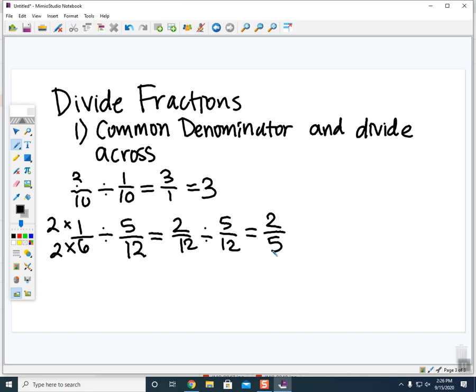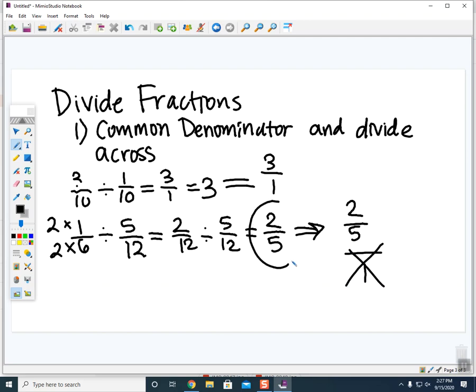And the reason that I can divide straight across, you might think, why am I getting rid of the 12 or the 10? We can think about this. 10 divided by 10 is 1. So this 3 is actually a 3 over 1. Same thing down here. 12 divided by 12 is a 1. So if I were to write this the way that we would think to, it would be 2/5 over 1, right? But anything divided by 1 is just itself, right? So I don't need to have this over 1 part in order for it to be correct. So I can just leave it like this. So I can find a common denominator and divide across.